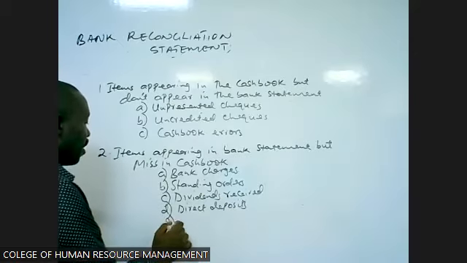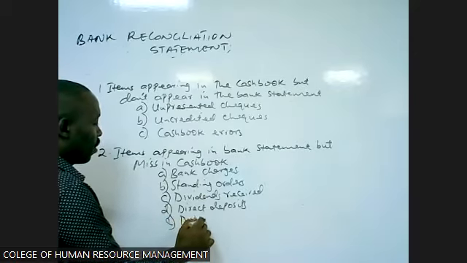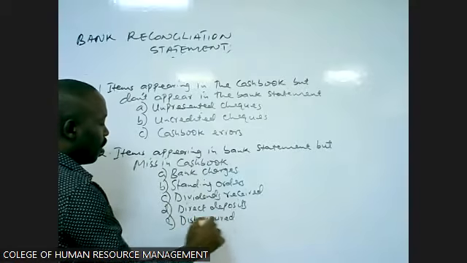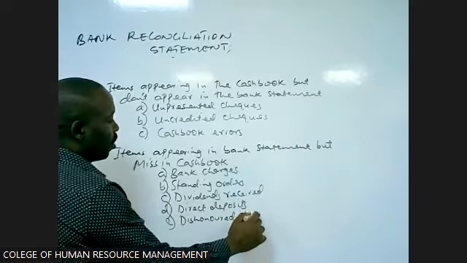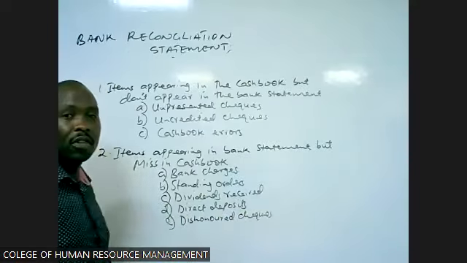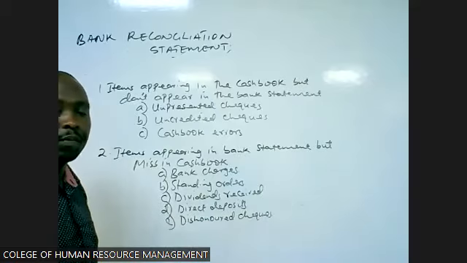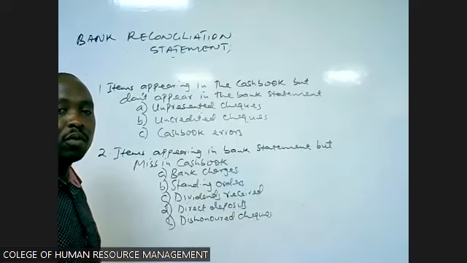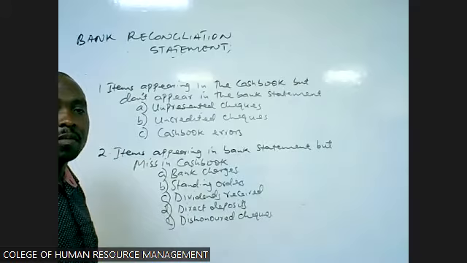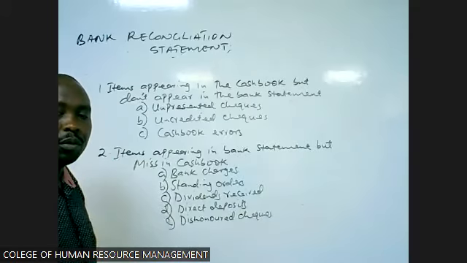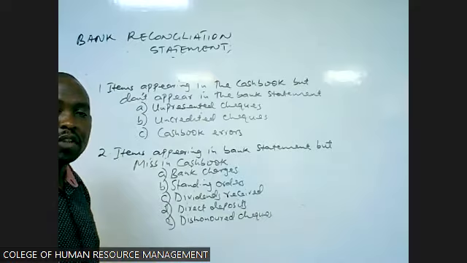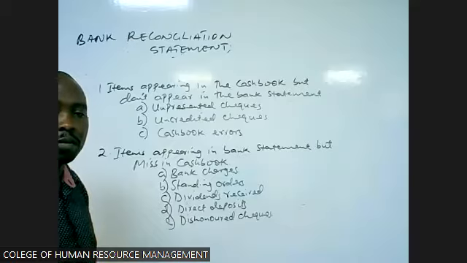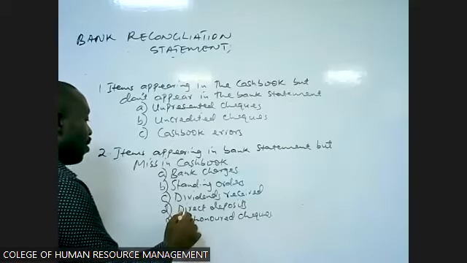We have others like the dishonored checks. Dishonored checks, these are the checks you received, but when we took them to the bank, the bank has rejected them. The bank has returned them back. So in the bank, they have been dishonored, but in the cash book, they are there. So what do we do? We need to go back to our cash book and cancel them. We normally now cancel them from the cash book.